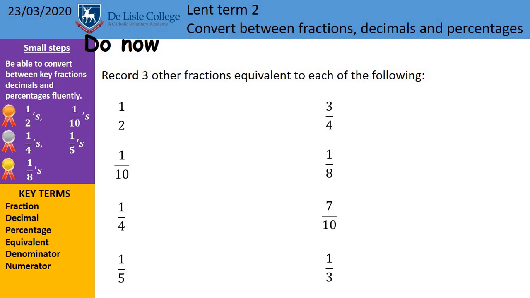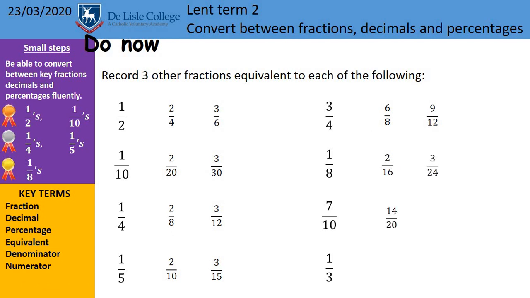Right, well done. I'm just going to show you some examples of some of the answers you may have. Some of them will be much more straightforward than others, I would expect. So you may have 2 quarters and 3 sixths as equivalent to a half, 2 over 20 and 3 over 30. You have 2 eighths and 3 twelfths as equivalent to a quarter, 2 tenths and 3 15ths. For 3 quarters you may have gone for 6 eighths and 9 over 12. You may have gone for 2 16ths and 3 24ths. You may have gone for 14 over 20 and 21 over 30 as equivalent to 7 tenths. And for 1/3 you may have gone for 2 sixths and 3 ninths.